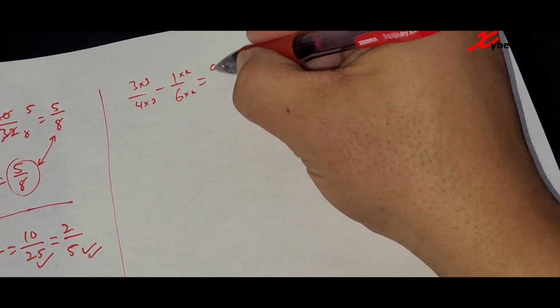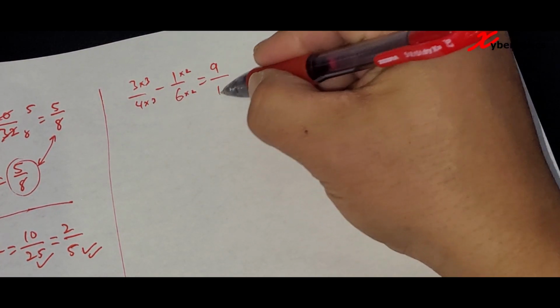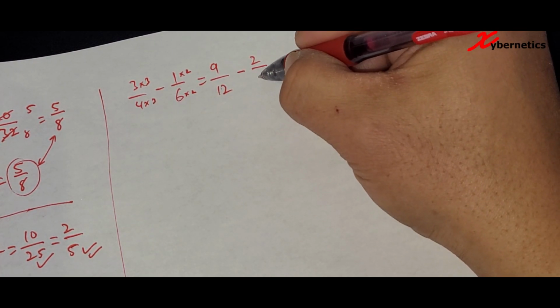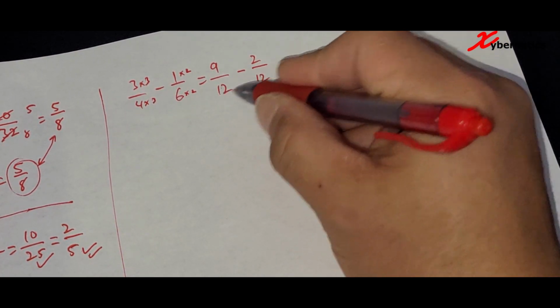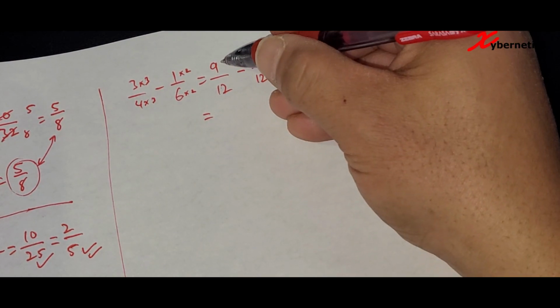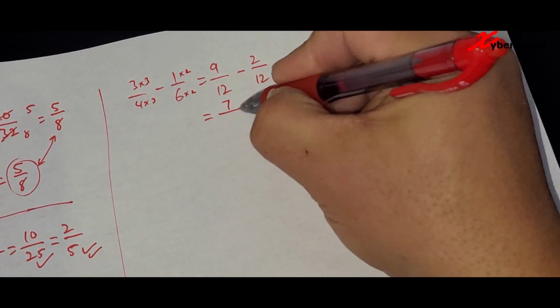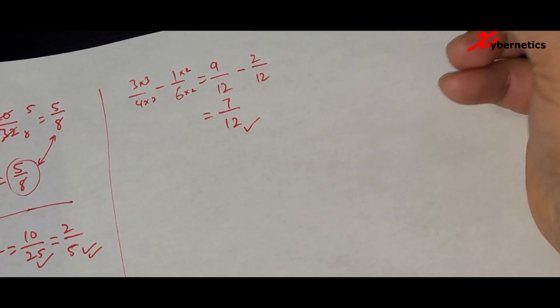So 3 times 3 will give you 9, and 4 times 3 is 12, minus 1 times 2 is 2, 6 times 2 is 12. Now the denominator is the same. All you have to do is subtract the two numerators, 9 minus 2, which will give you a value of 7, and just copy the denominator, and you have your final answer.